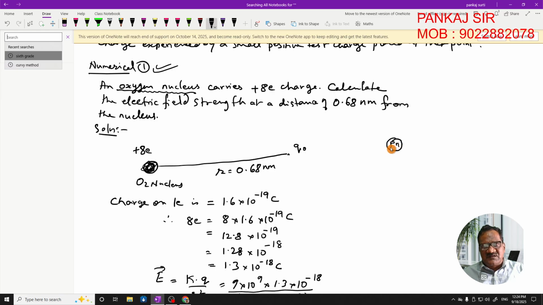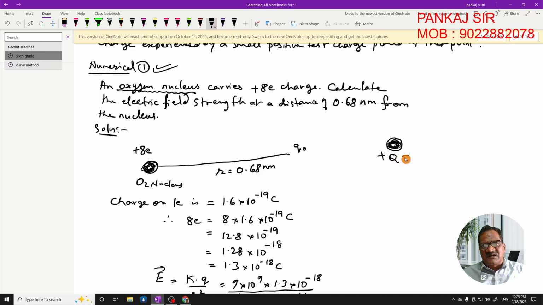Protons are positively charged particles and neutrons are neutral particles. So basically any nucleus is nothing but a positively charged particle, a huge particle but positively charged, because the nucleus contains only protons and neutrons. So he is saying that the oxygen nucleus is carrying plus 8e.